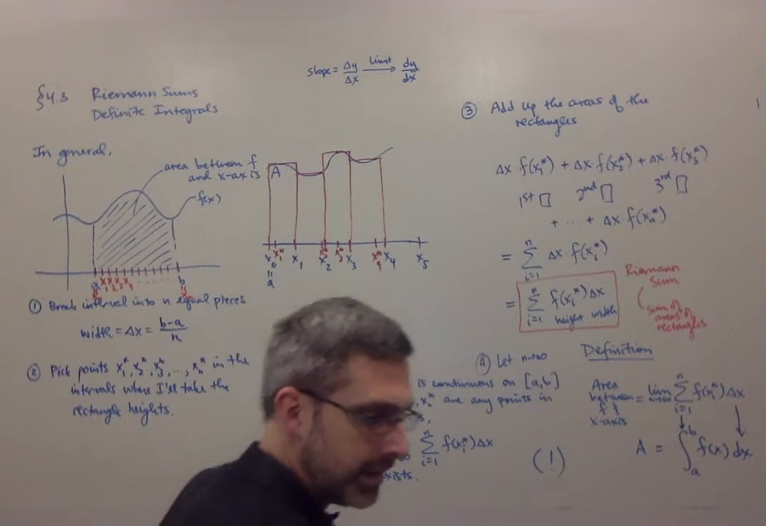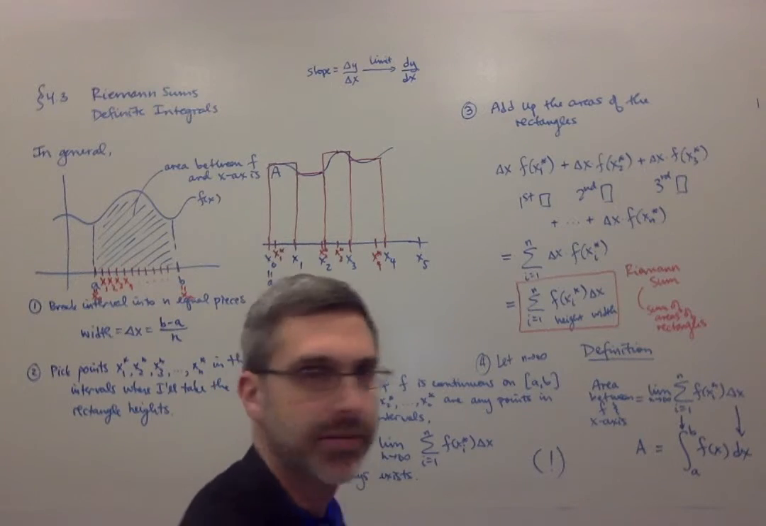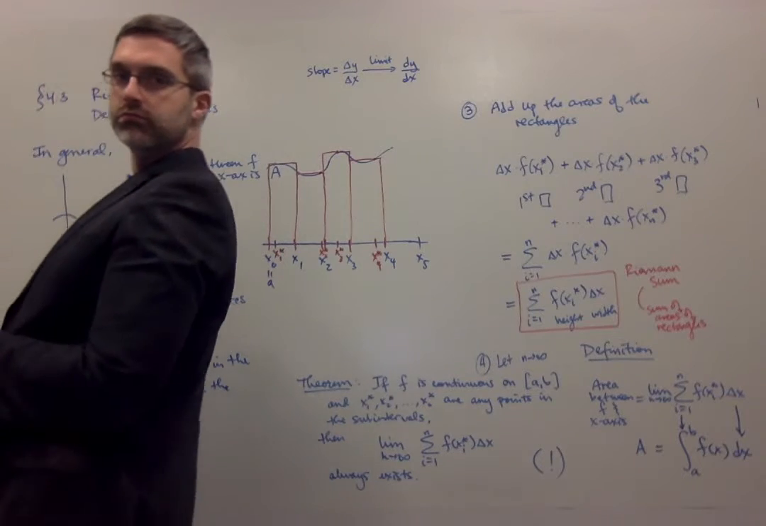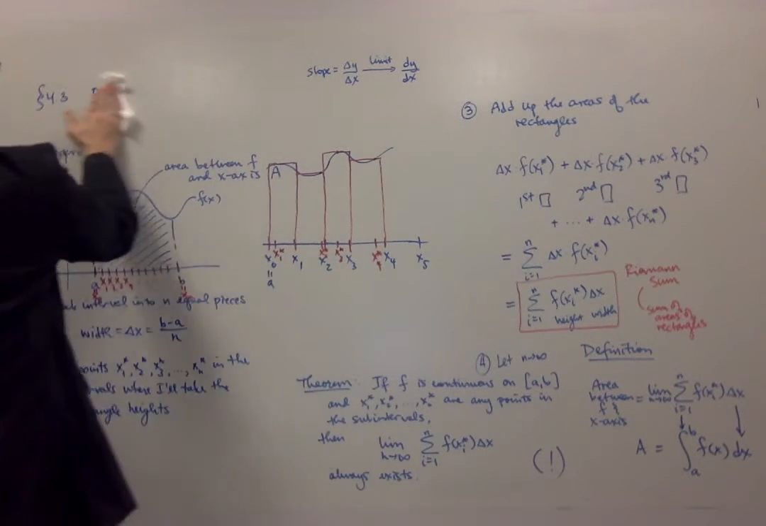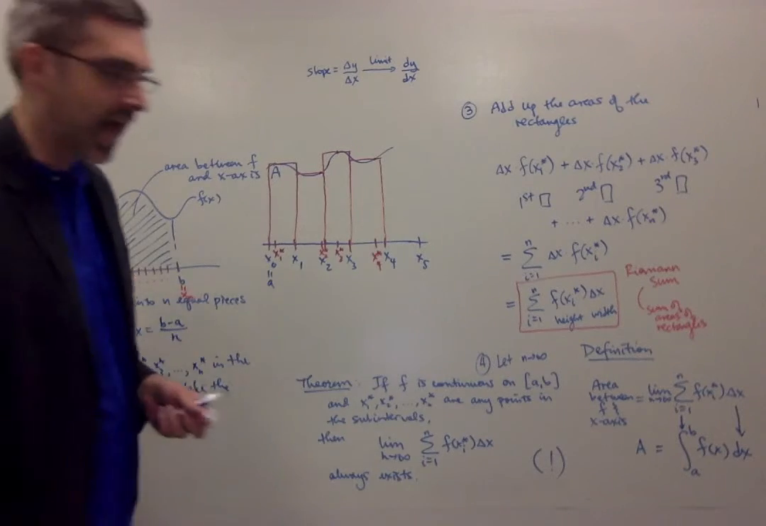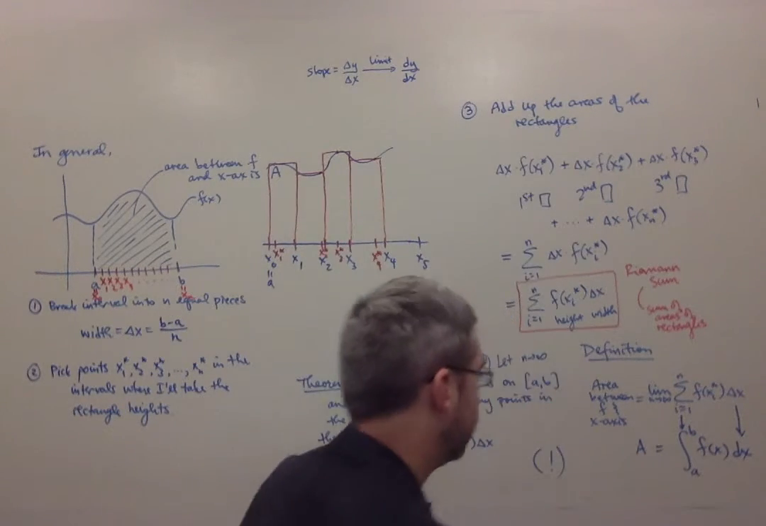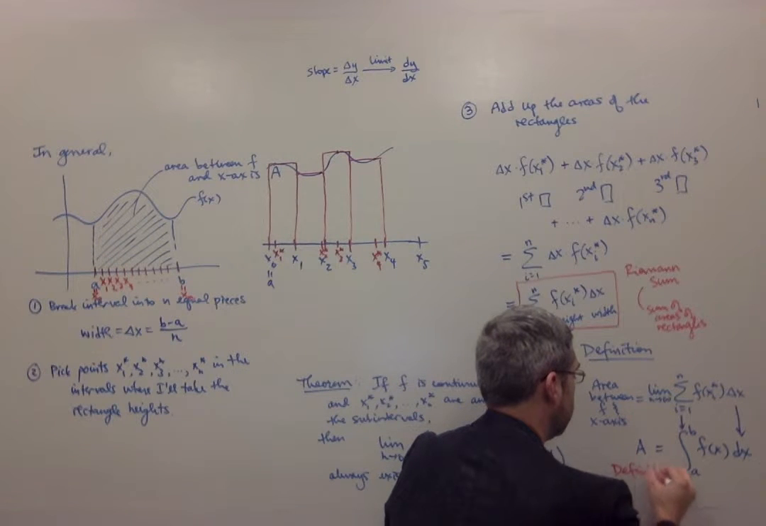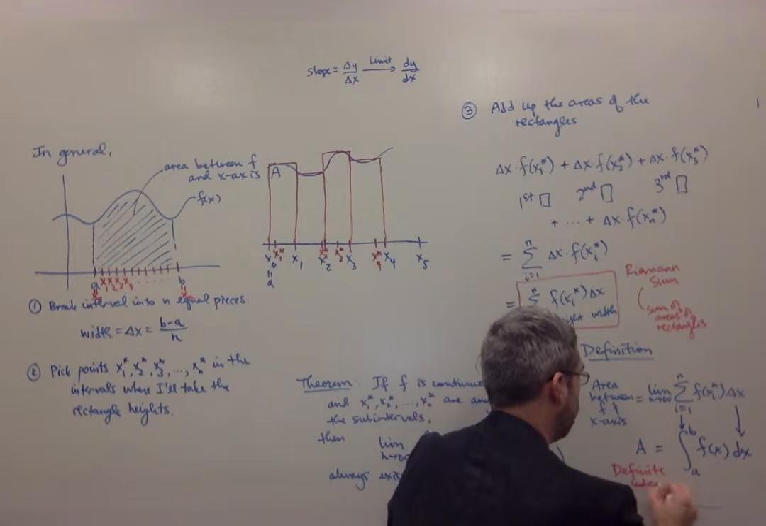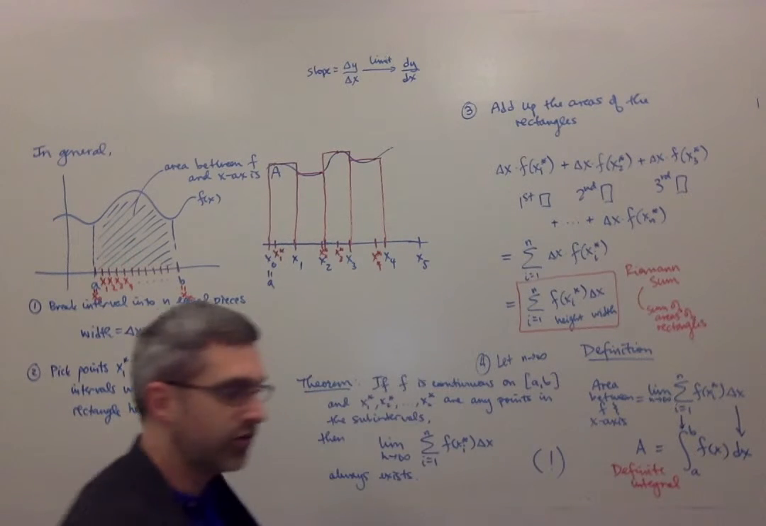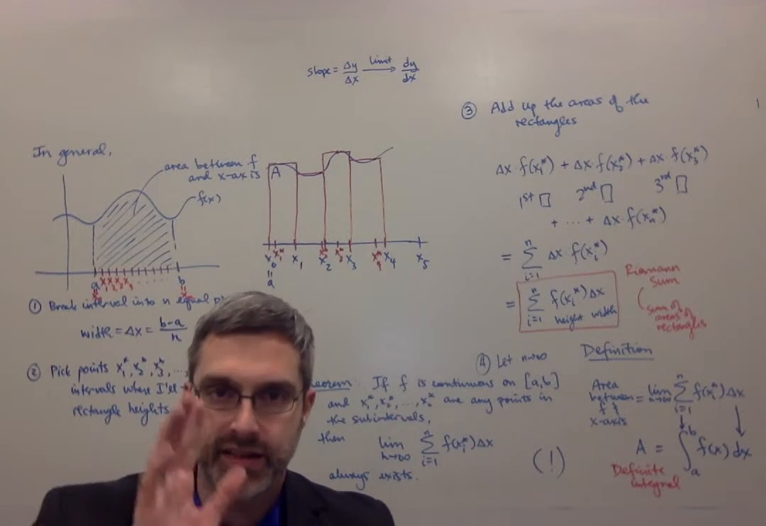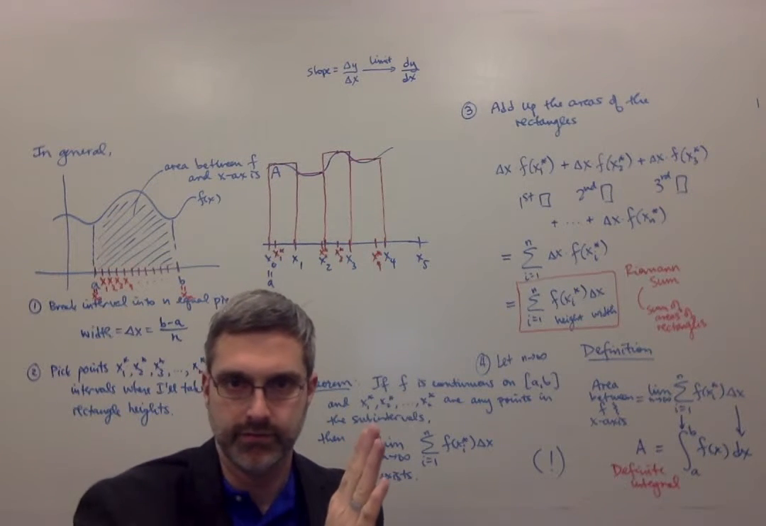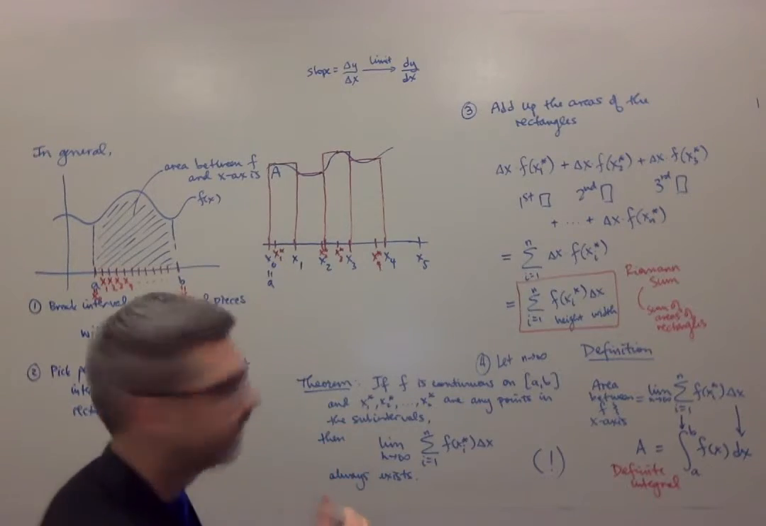So let me, now it's probably not possible for me to write anymore. So we're going to call that, I can at least fit a little bit on here. We're going to call this the definite integral. And all that definite integral means is it's the area between the function and the x-axis from one point to another. Okay?